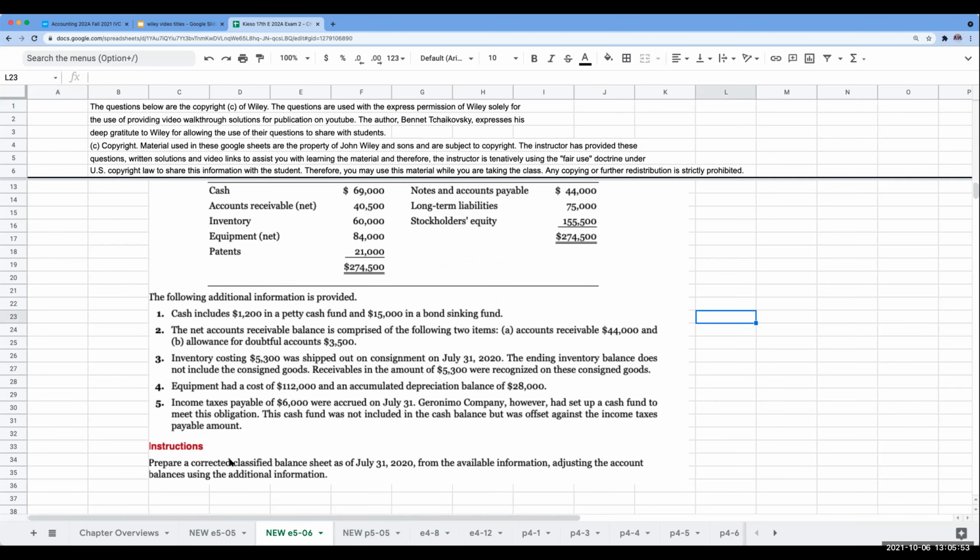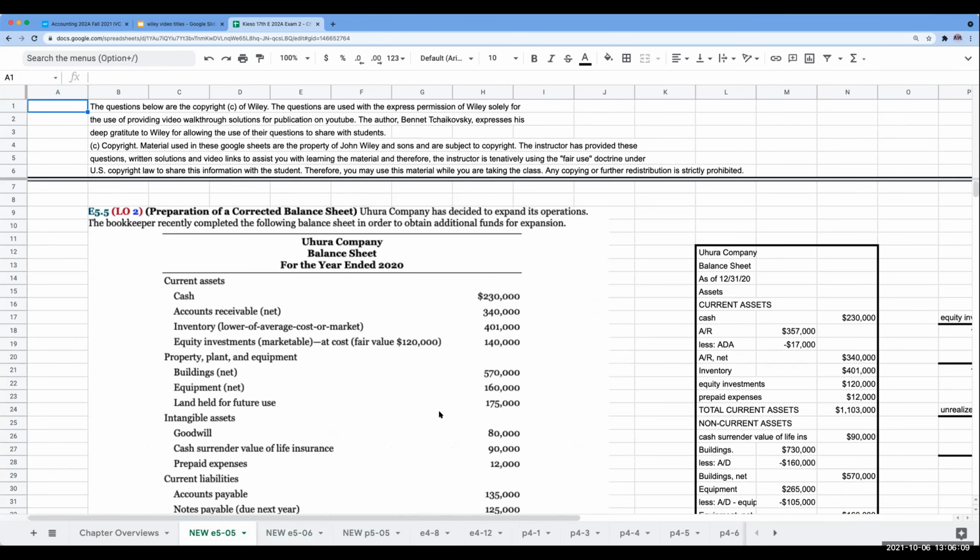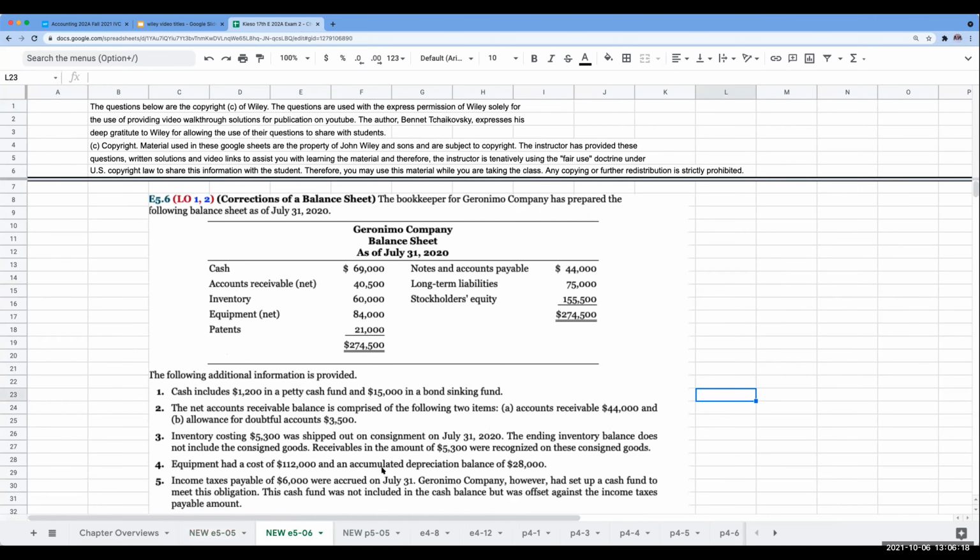What we're required to do is to provide a corrected classified balance sheet as of July 31st from the available information. I'm not going to spend a lot of time talking about the classified balance sheet. If you look at my solution for exercise 5-5, I spent a lot of time showing you examples of different publicly traded companies. And I'll put the link to this at the bottom of the video. But for this particular question, let's just get to it.